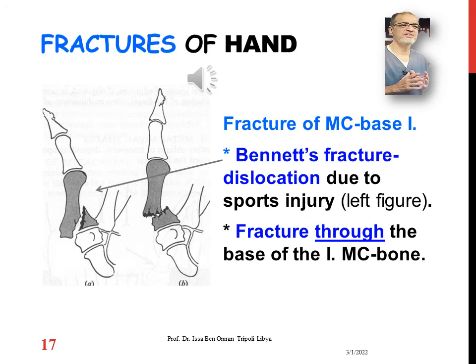We know 2 forms of fracture of the metacarpal bone base. Number 1, the fracture of the first metacarpal bone base. The one is Bennett fracture dislocation due to sport injury, as in the left figure, and the second is fracture through the base of the first metacarpal bone, the right figure.